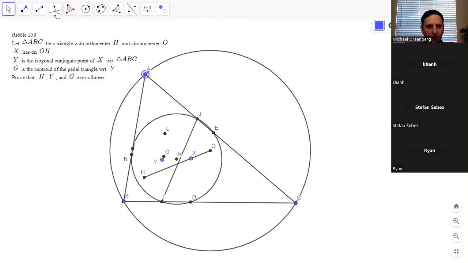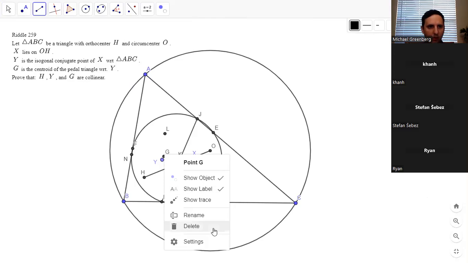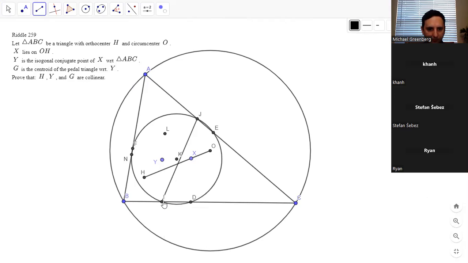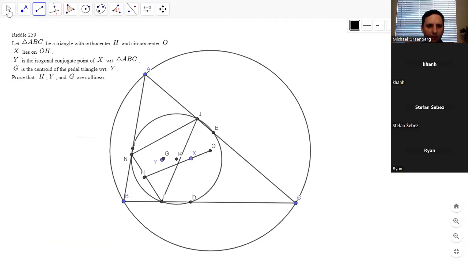So, whoops. We want I, J, and N. It keeps doing F. I'm going to delete L. And then now I'm going to define G again. So G, that's I, J, and N. And now they look collinear. All right.